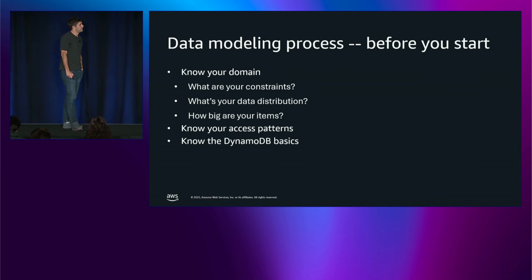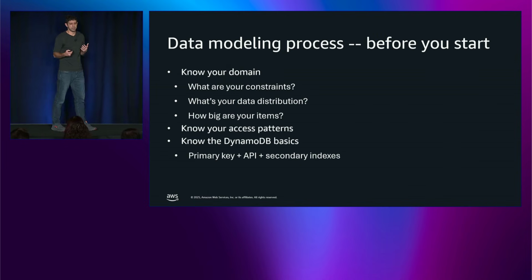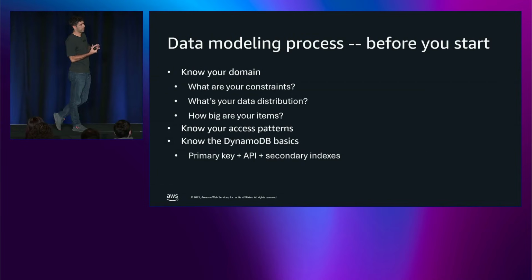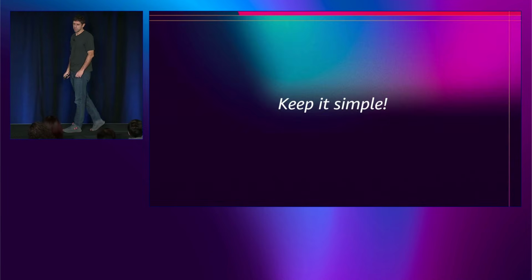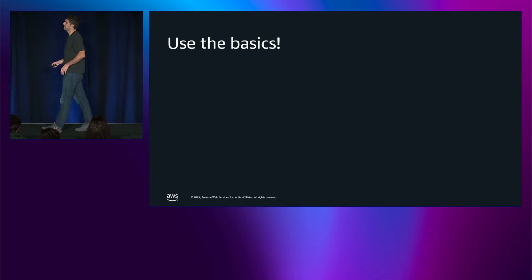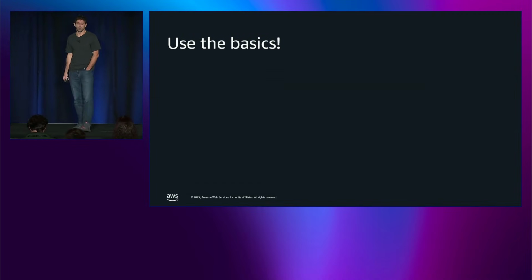So know your access patterns, and then last thing, just know the DynamoDB basics, the things we talked about before. The primary key API, secondary indexes, that's going to do most of it for you. So please just keep it simple on this stuff. I think the basics are going to get you a long way, right?